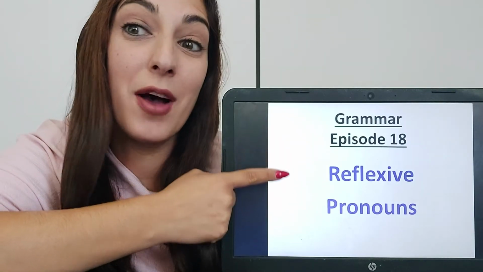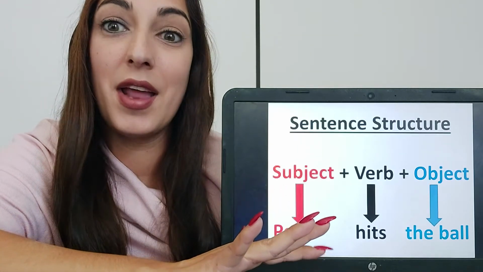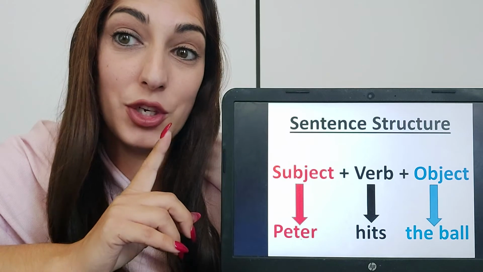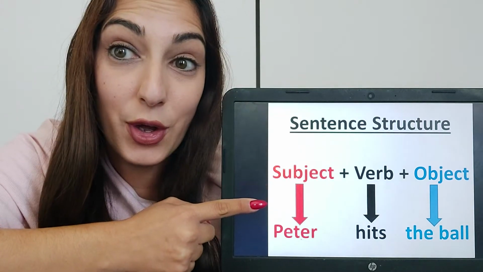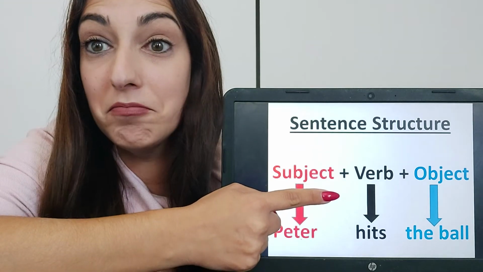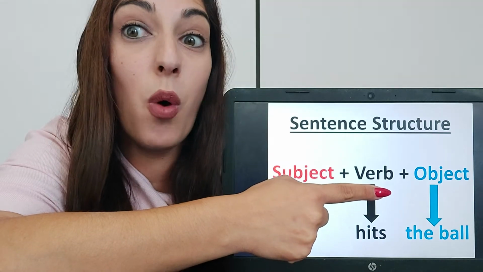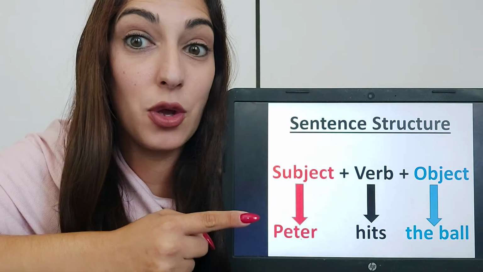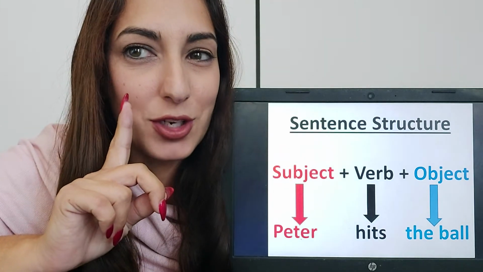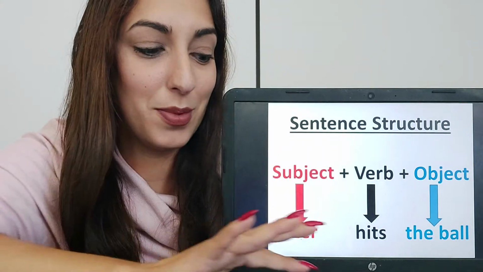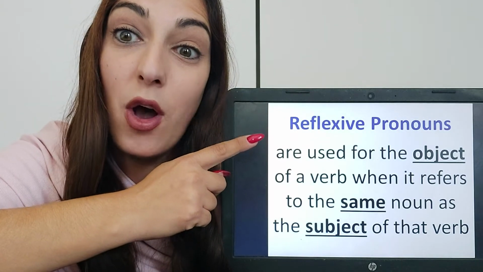And today we're talking about reflexive pronouns. Let's see what these words are. Now, first of all, I have to remind you how we make a good sentence. We need a subject, somebody who will do the verb. Then we need a verb, an action. And then we need the object part of the sentence, what will be affected by the action. So Peter hits, what does he hit? The ball.